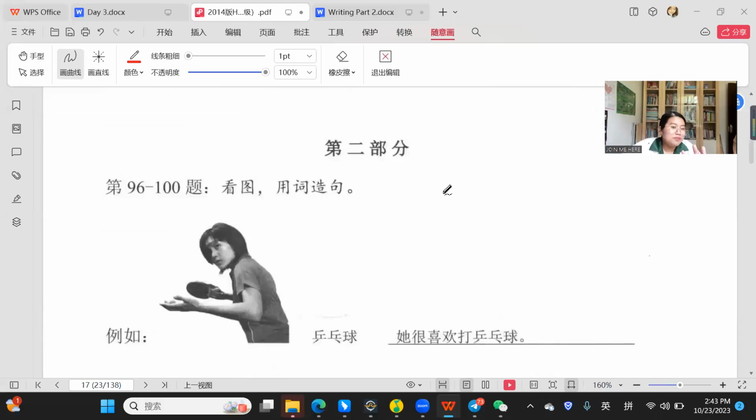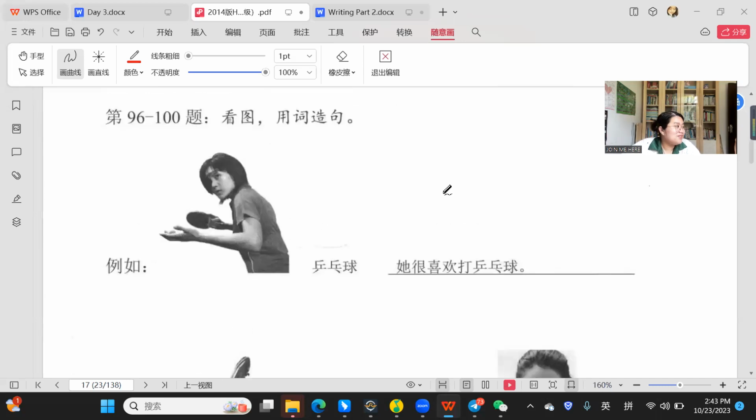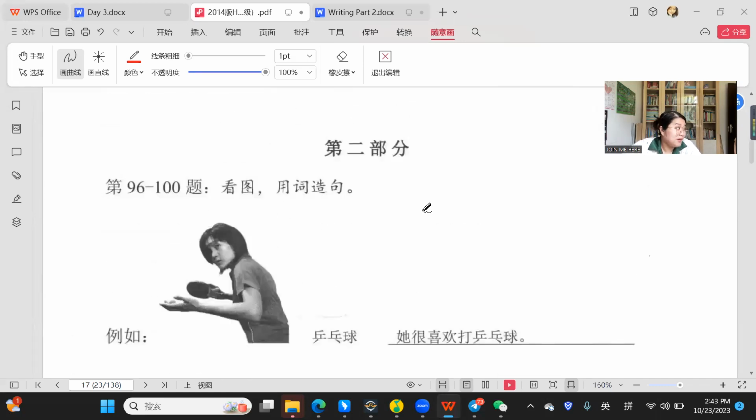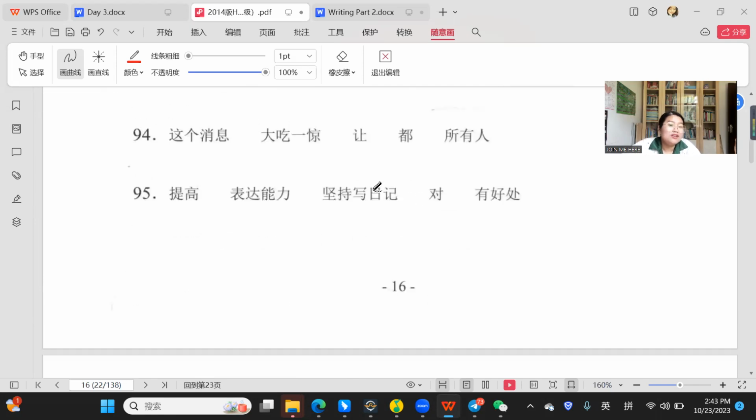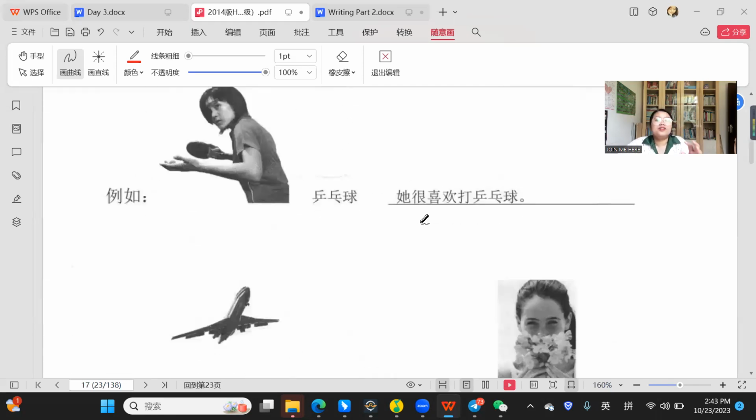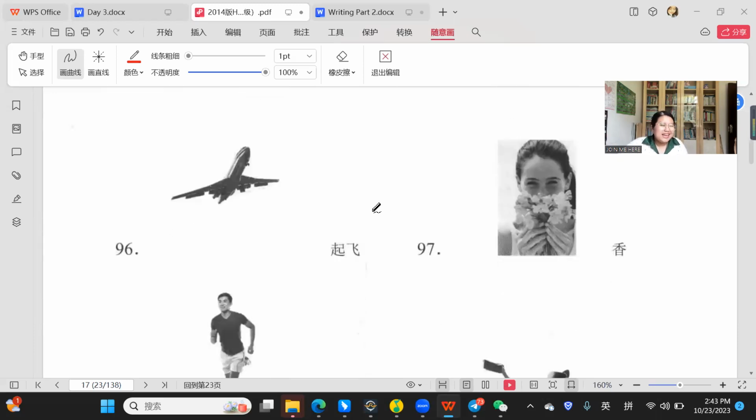So this is writing part 2, right? Yes. Most of the students are afraid of the writing part. Not only this part, but also this part, right? But for here, we got it already. So we go for part 2.